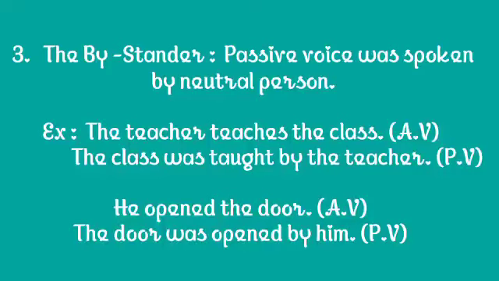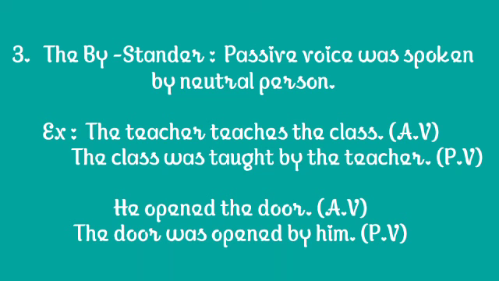Well, the third rule is the bystander. Here passive voice is spoken by the neutral person and 99% of sentences in the passive voice contain by. So please do remember. Examples are the teacher teaches the class. Then in passive voice it becomes the class was taught by the teacher. Let us see the next example. He opened the door. The door was opened by him.